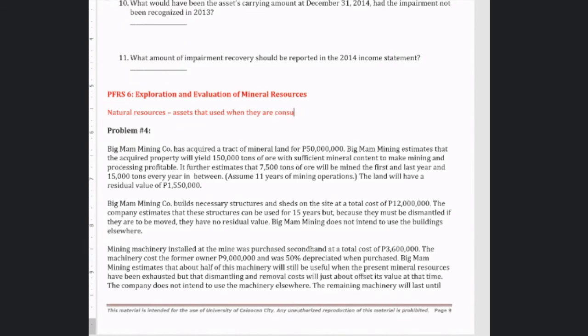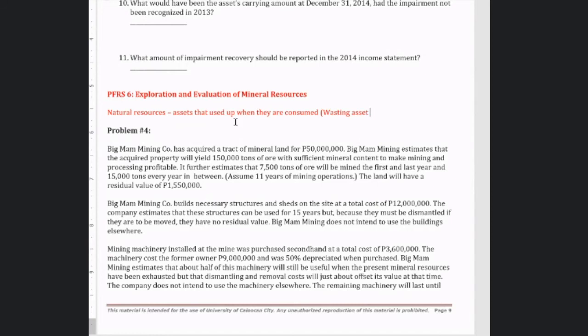So, common to sa mga mining companies, pero may iba rin. Tulad ng sa Middle East, yung gas, yung kinukuha nila sa lupa, gas. So dito sa Philippines, common yung mga mining, yung mga nagmimina ng ginto or kahit anuman. Basta yun, natural resource, any assets that use up when they are consumed. So another term for this one is wasting asset.